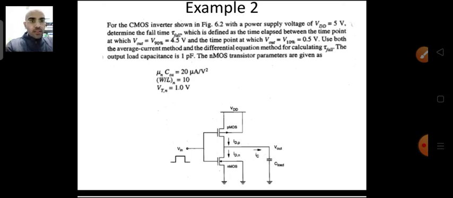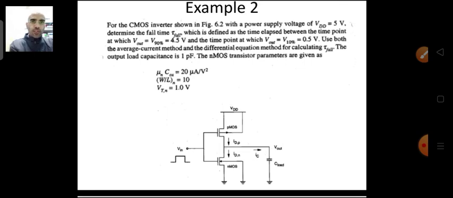So the capacitance is given, C load is equal to 1 picofarad. The NMOS transistor parameters are given: mu n Cox is 20 microampere per volt square, W by L of the NMOS is 10, and VTN is equal to 1 volt. So basically in this numerical we have to find this fall time with two methods, and after finding T fall with both methods, we'll compare how much difference we get.